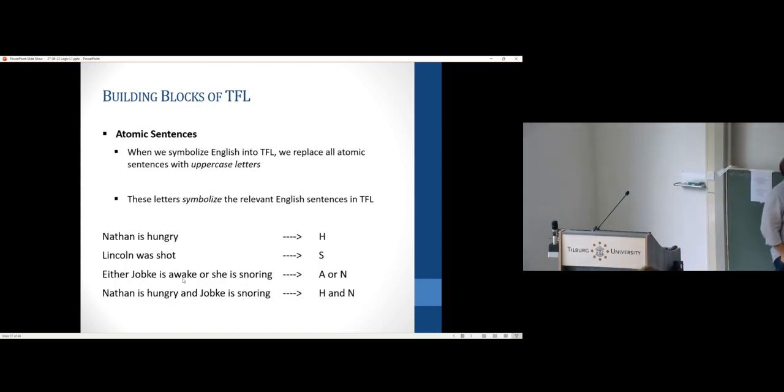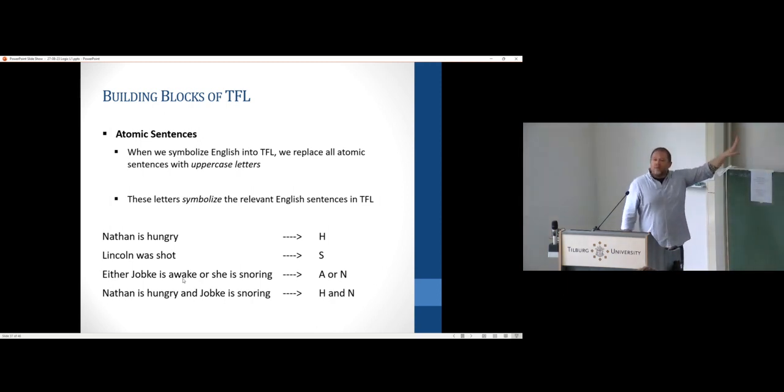So when we symbolize English into TFL, we replace all atomic English sentences with uppercase letters. These letters symbolize the relevant English sentences. They're not translations, because again, we're not capturing the meaning. And it's fairly straightforward, right? So we might symbolize Nathan is hungry as capital H, Lincoln was shot as capital S. Either Yalka is awake or she's snoring: we take Yalka is awake as A, and Yalka is snoring as N. You see how this goes.